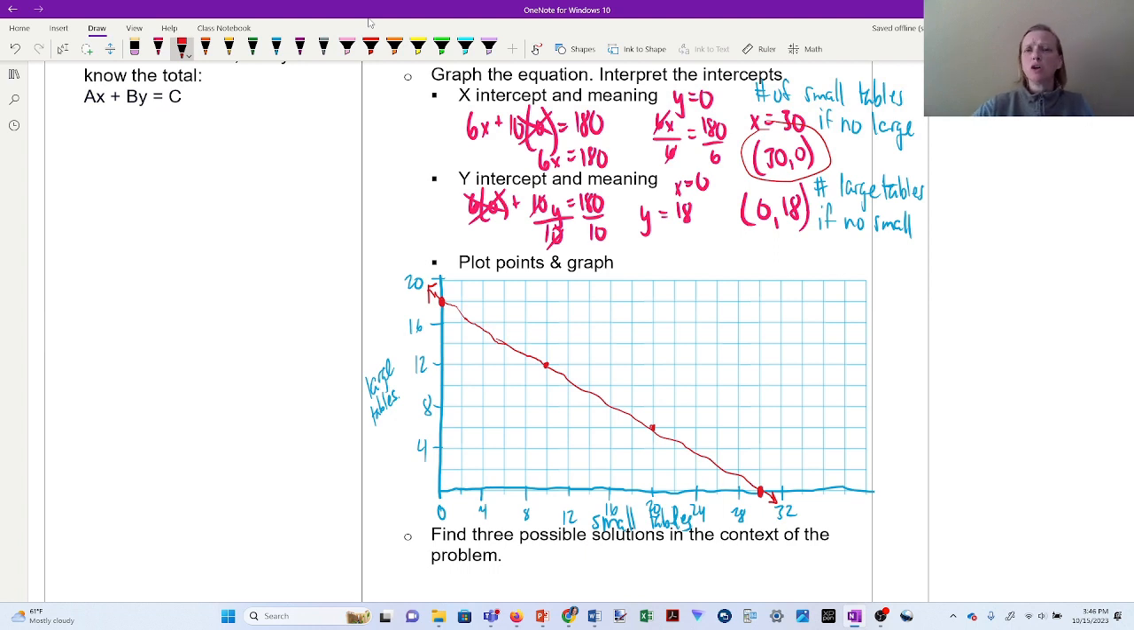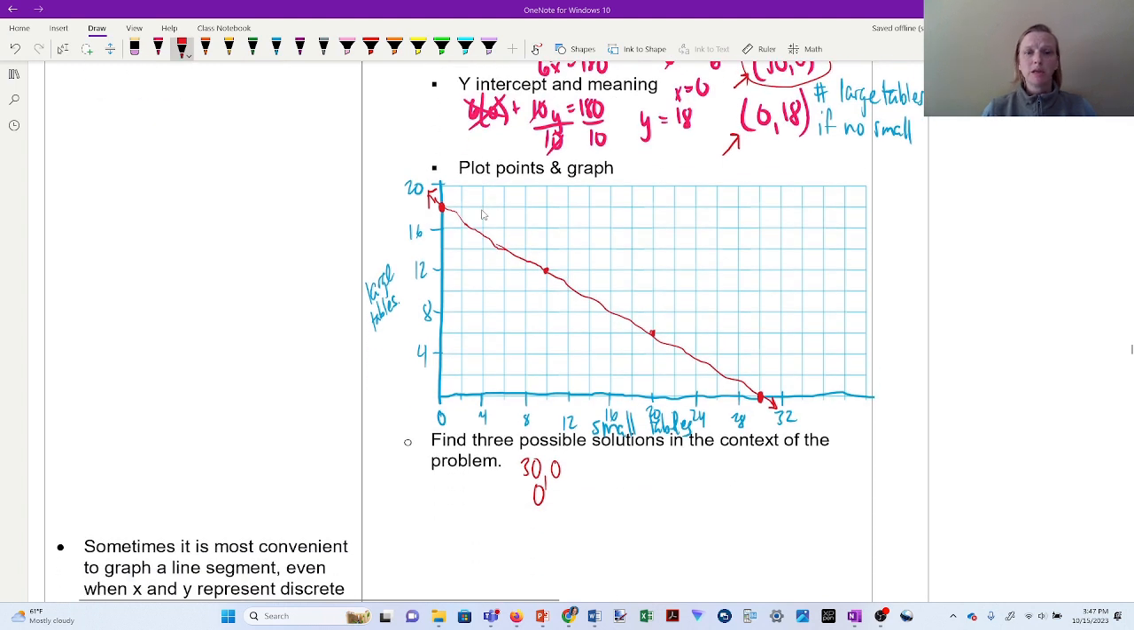And so in terms of the problem, 3 possible solutions. We actually already know 2 of the possible solutions. Those were our intercepts. Those had whole numbers. So I have a point at 30 and 0. I have a point at 0 and 18. And so we can have 30 small tables and 0 large, or we can have 0 small and 18 large.